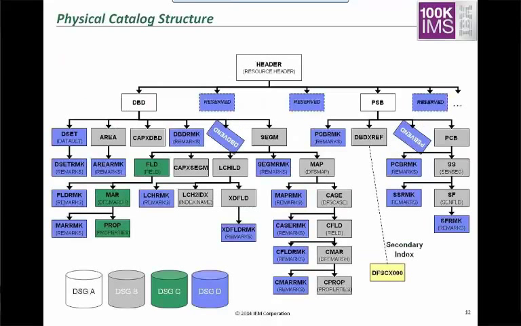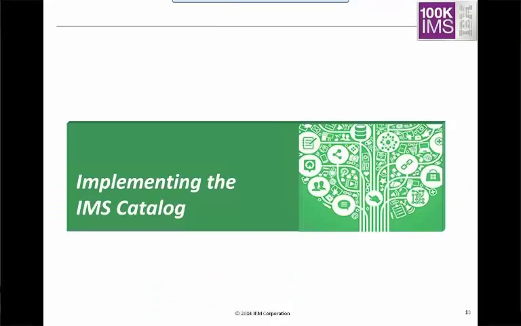The heading says Physical Catalog Structure. So this particular page gives you the physical hierarchy of the IMS catalog. And as you can see, basically we've got DBD information and PSB information, and all the segments here correspond to the various macros that you code in the DBDs and the PSBs. There is one secondary index. There it is, DFSCX000, and that's used to correlate DBDs and PSBs. So that's my brief introduction to the IMS catalog.